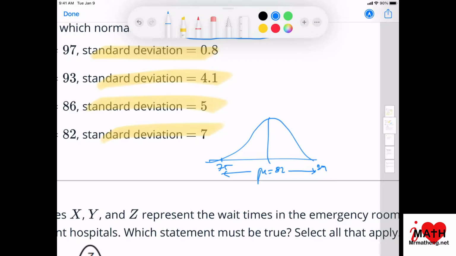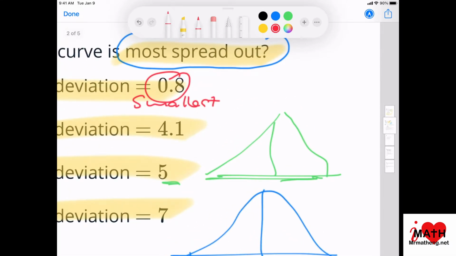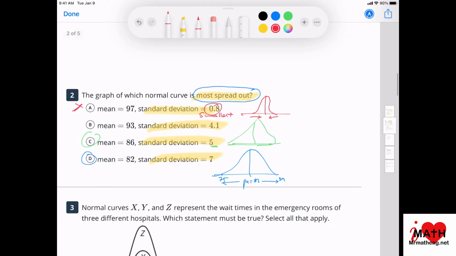But let's take a look at C. This one has a standard deviation of 5. And the point is that if you have A, this one actually has the smallest spread, or smallest measure of spread, like a standard deviation. This graph is going to look something like this. The spread is really small. It's only 0.8 from the center here, which means the blue, this is the largest. So our answer for number 2 is D.